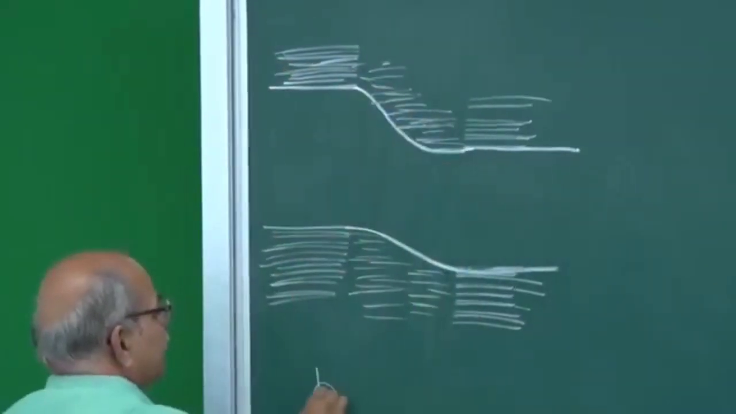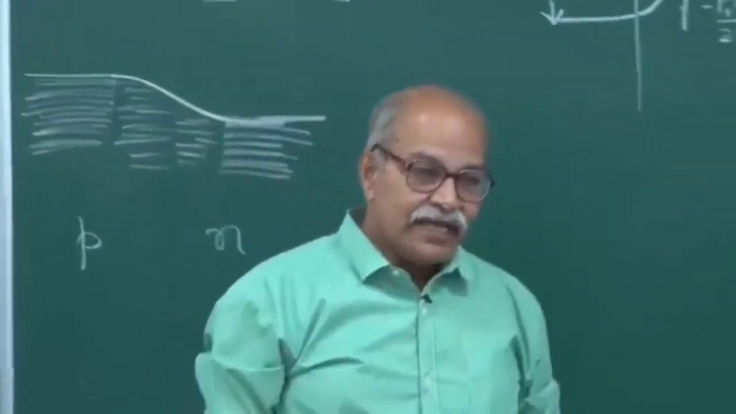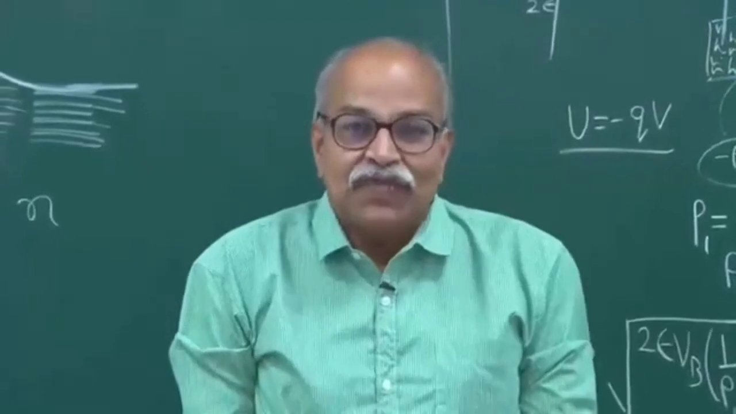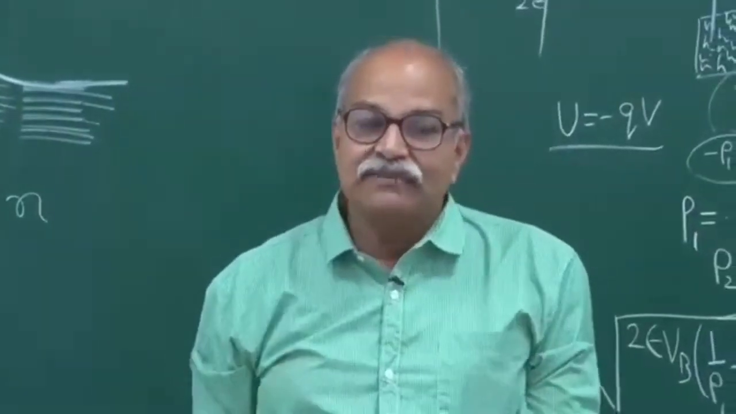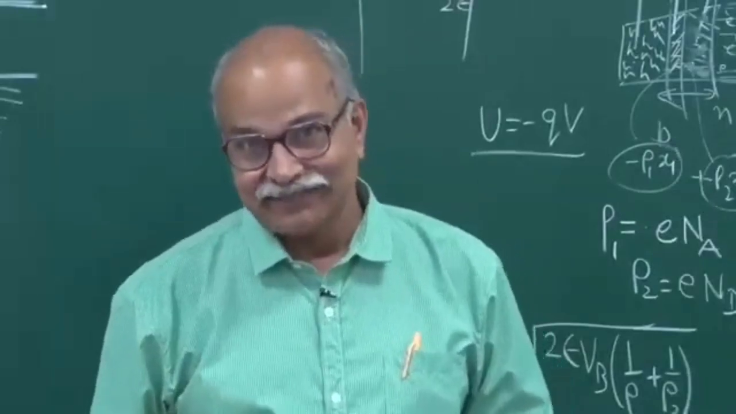So the band is shifted like this. This is p side and this is n side. This is the depletion region and so on. Now at this stage, I would also like to introduce a very important term qualitatively, and that is called Fermi energy. But that will be in the next lecture.